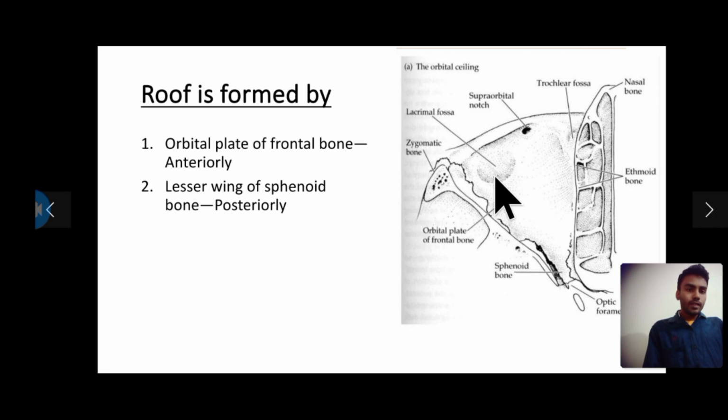Look at this picture, at the anterolateral aspect of this orbital plate of the frontal bone, there is a lacrimal fossa. This lacrimal fossa contains the lacrimal gland. And at the anteromedial aspect of this orbital plate of frontal bone, there is the trochlear fossa. This trochlear fossa contains the trochlea, meaning the cartilaginous pulley for the superior oblique muscle. And this frontal bone separates the orbit from the frontal lobe and cerebrum, and posteriorly at the junction of this roof and lateral wall there is the superior orbital fissure. So these are the structures which are in relation to this orbital roof, and this orbital roof is formed anteriorly by this orbital plate of frontal bone and posteriorly by the lesser wing of sphenoid bone.